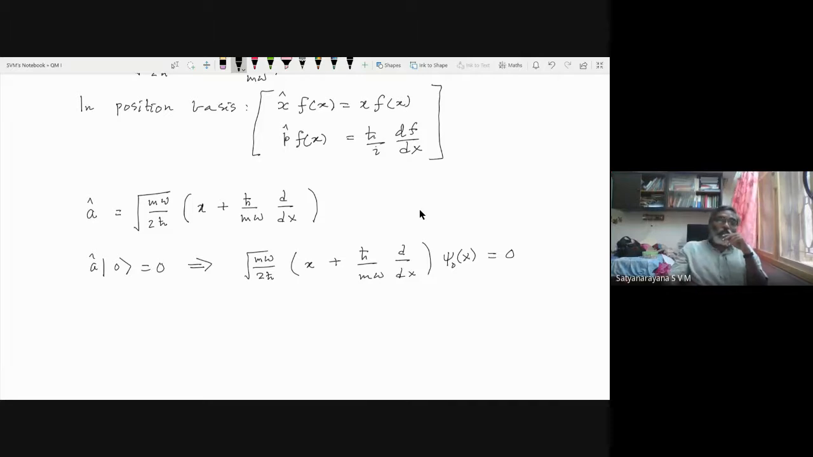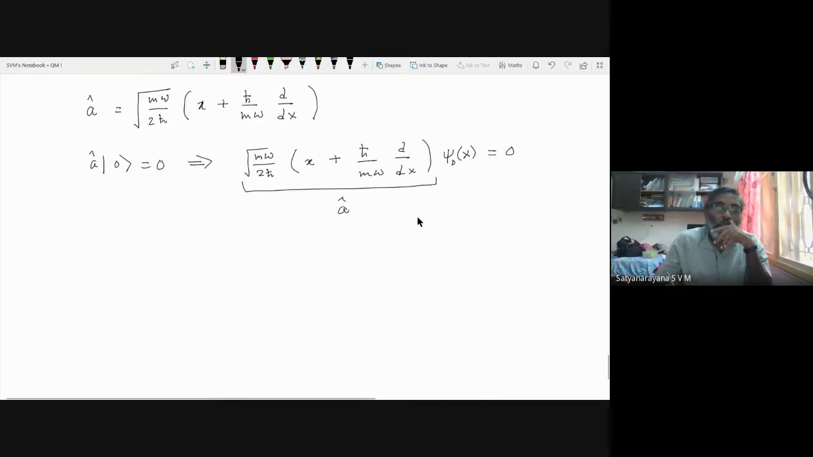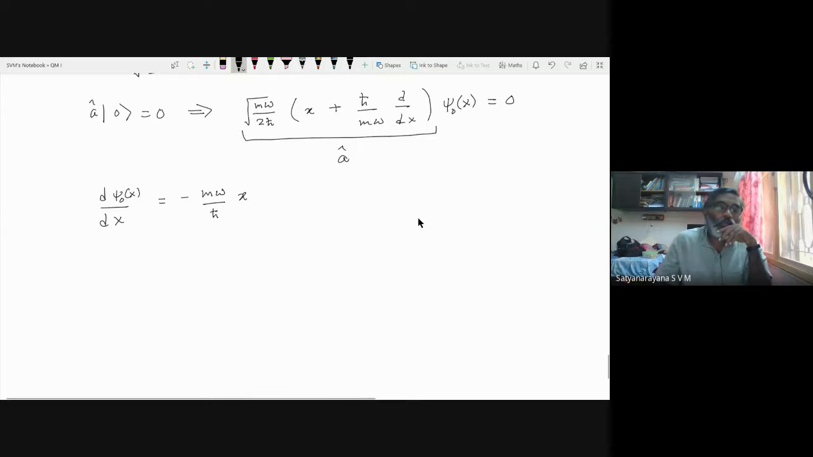Okay, so this equation in position basis is equivalent to this, because this is the operator corresponding to A. So A acting on psi 0 of x is equal to 0. Anyway, this prefactor is a constant which is not 0, so x plus this is equal to 0. In other words, this is like a first order differential equation, right? So I have d psi 0 of x by dx is equal to minus m omega by h bar into x. Okay, so that is the differential equation.